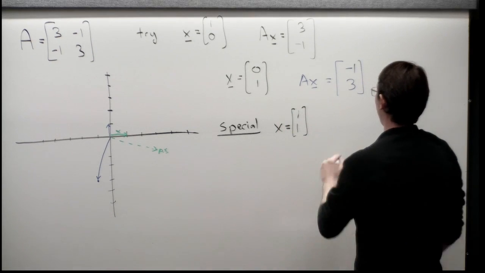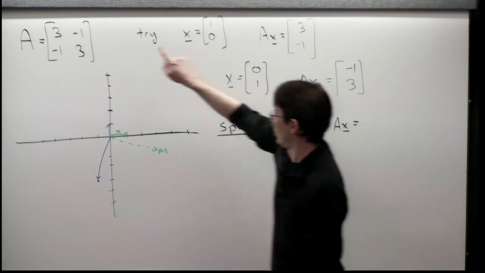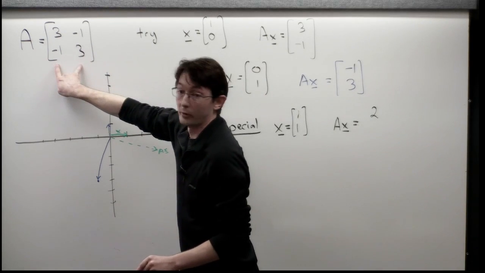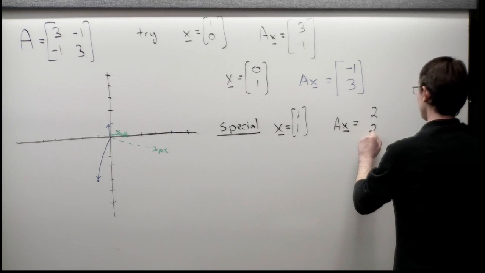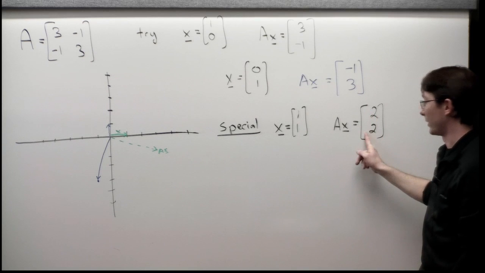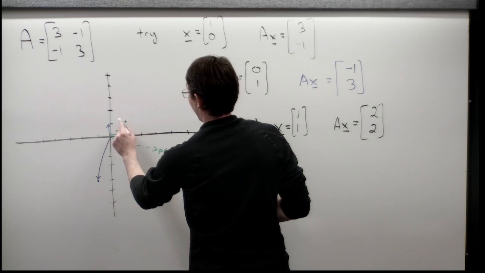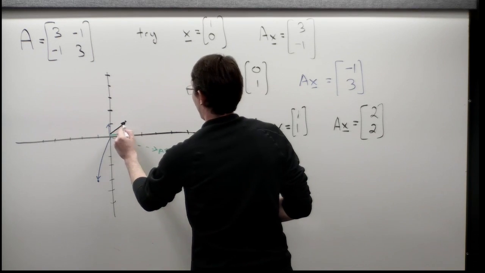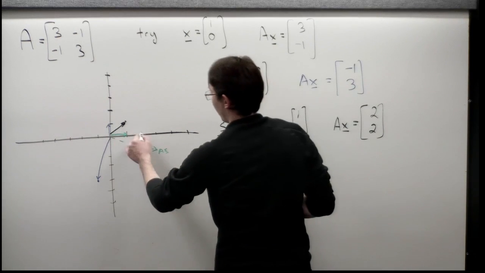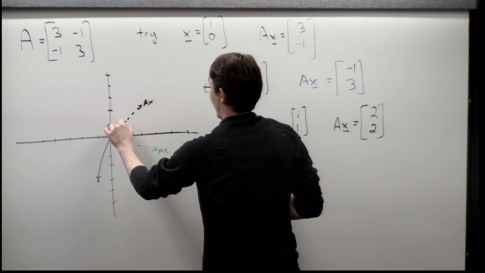So if I look at A times x, I get 3 minus 1 is 2, and minus 1 plus 3 is also 2. Now this is interesting. These vectors are actually pointing in the same direction. If I plot my original x, its coordinates are (1, 1), and A times x has coordinates (2, 2), which means I go over 2 and up 2. So x and Ax.